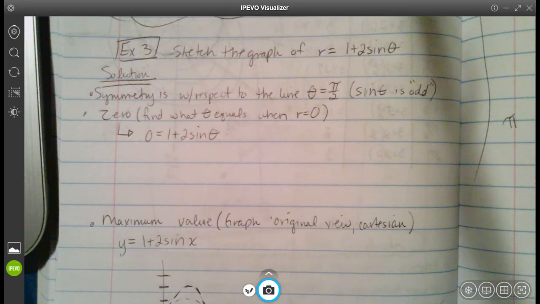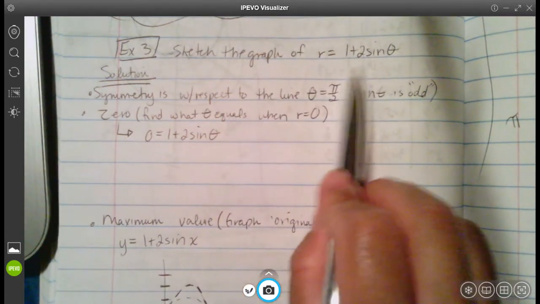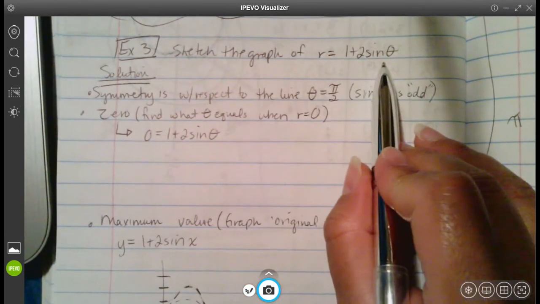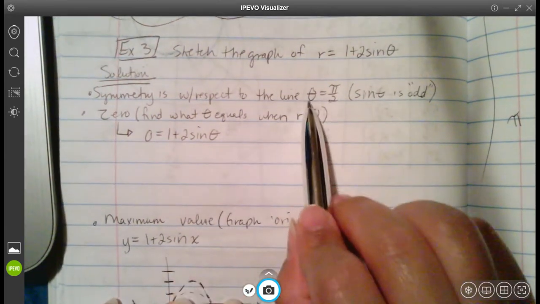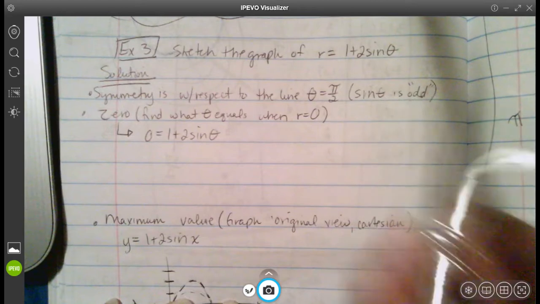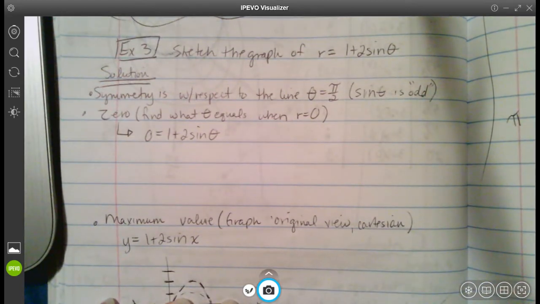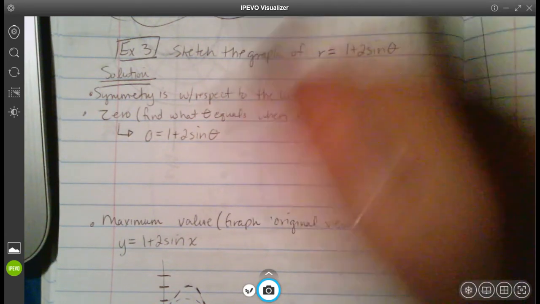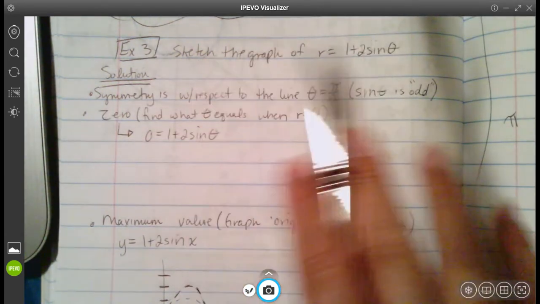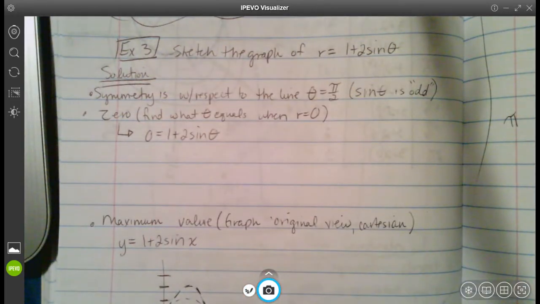So first of all, this one is a sine function. That tells me right away that it's going to be symmetric with respect to the line theta equals pi over 2, because the sine test matches up with my test for pi over 2. So in other words, you're going to have that reflection over the y-axis. No, sorry, I keep saying y, over the vertical axis.